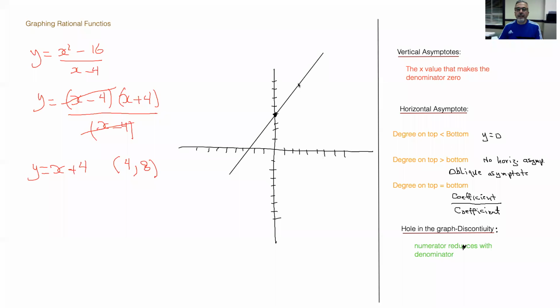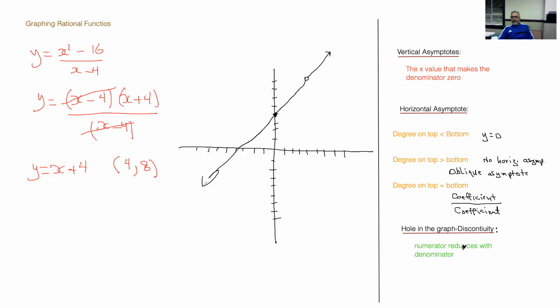So 4 and 8, wow, sorry about that, here's my eraser. Okay, so we know 0 and 4 is my y-intercept, 4 and 8 is where the hole is, and I'm just going to graph a straight line there. It's not the best straight line, but this is what you get from all of this. Basically, it's a linear equation with a hole in the graph.